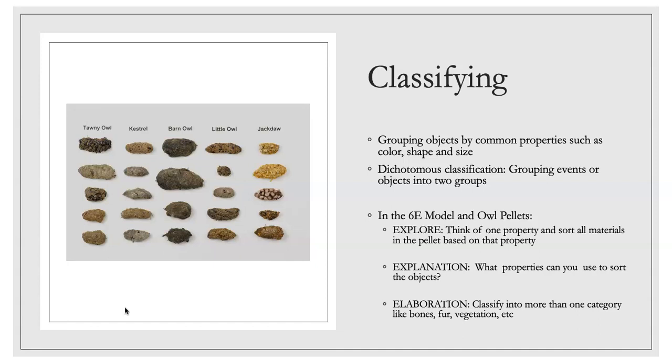And then you could have your students classify into more than one category, like bones, fur, and vegetation. In addition to that, you could also present your students with different species of owls and their pellets, and they could compare what their barn owl pellet looked like compared to a tawny owl, a kestrel, a little owl, or a jackdaw. And then they could describe, where do these owls live? What do they normally eat? And why do you think their pellets look so different? So there's a lot of different ways that you can do classification with your students.